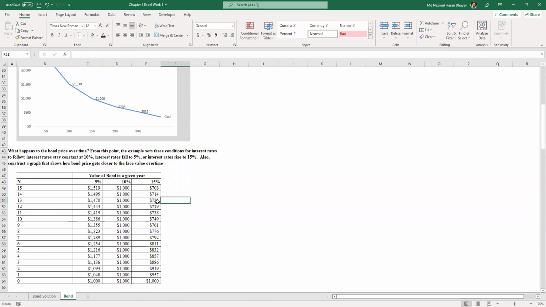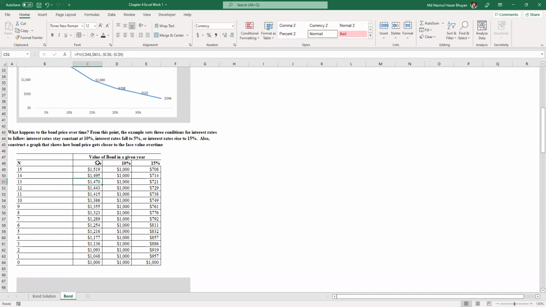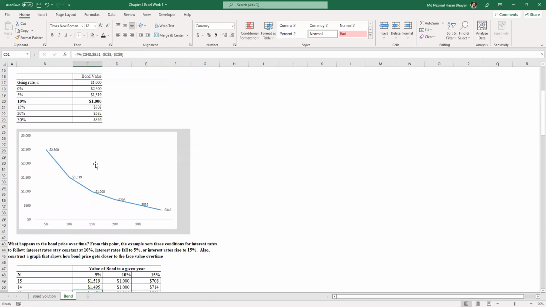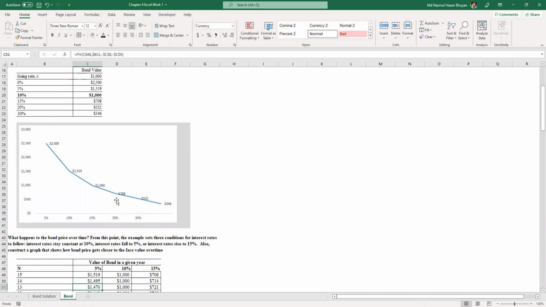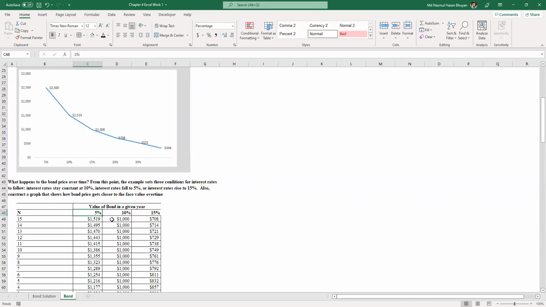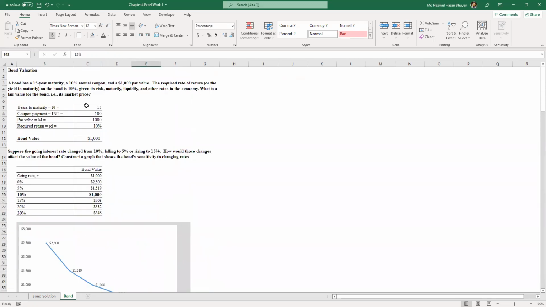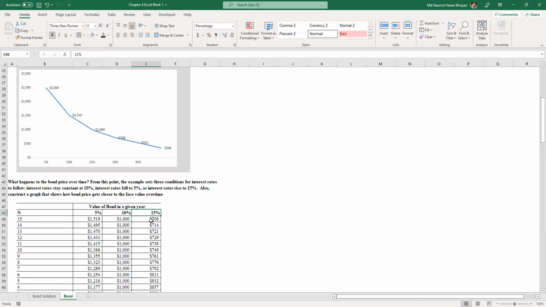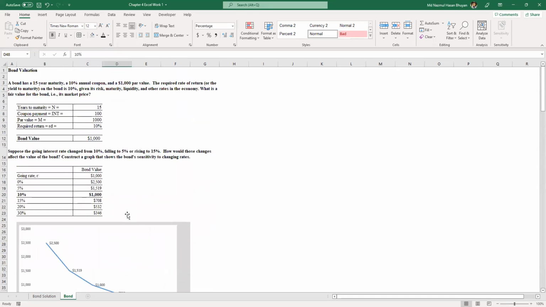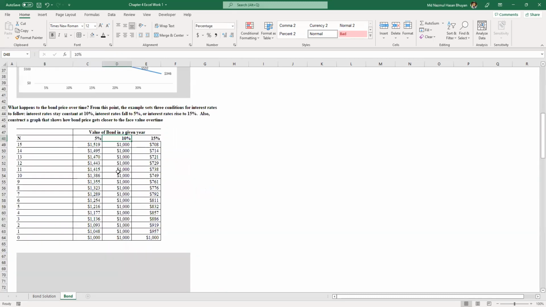Okay, now you can see here, we use the regular PV formula here. Now you can see here, whenever market interest rate is less than the coupon rate of the bond, then the bond is a premium bond. And then whenever market interest rate is greater than the coupon rate of the bond, then the bond is a discount bond. You can see here, market price is less than the face value of the bond. However, when market interest rate is equal to the coupon rate of the bond, then the bond is a par value bond.